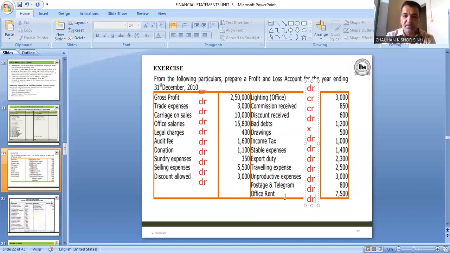Now, suppose here it is given factory rent instead of office rent. Then that would be the production expense because in factory we make the production. So factory rent would be the direct expense and it will go to the trading account debit side. But if the office rent is given, then you have to record in the profit and loss account debit side. So I think you must have understood this: what should be debited and what should be credited. Now based on this, let us see the solution of this exercise.